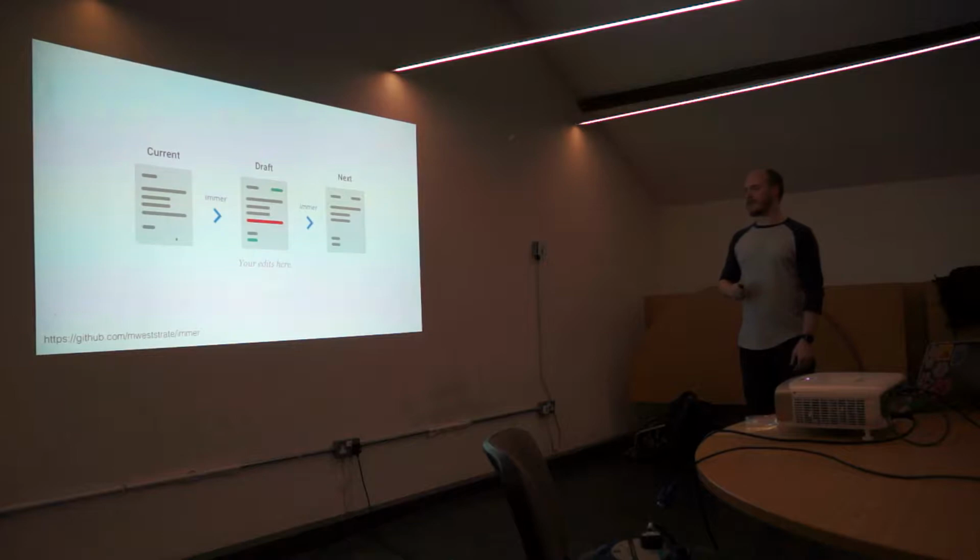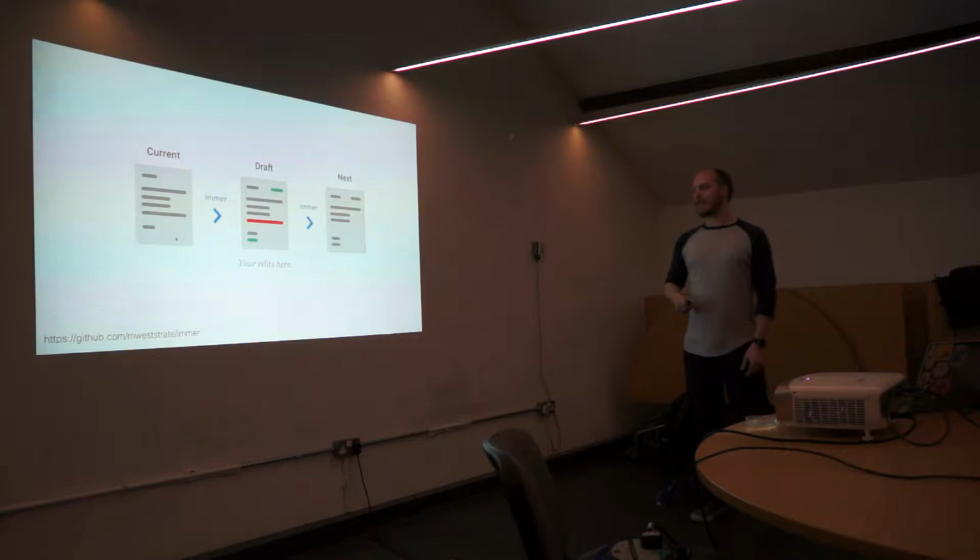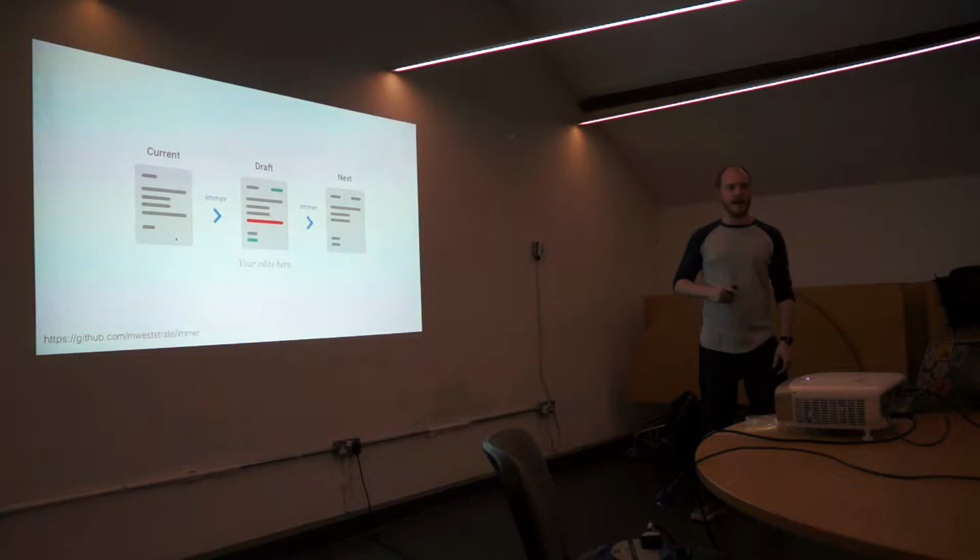Another great example is this. Do check this repo out. This is the smallest kind of immutable library that I've ever seen. It actually uses proxies. It does have an ES5 fallback as well, so it will work in older browsers like IE.